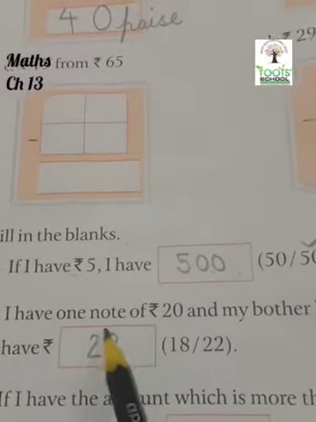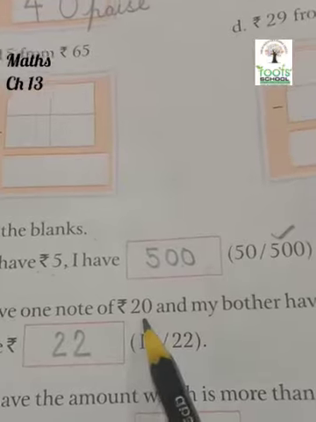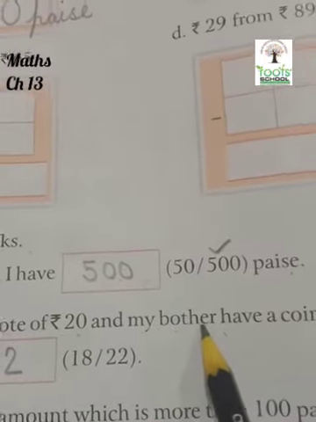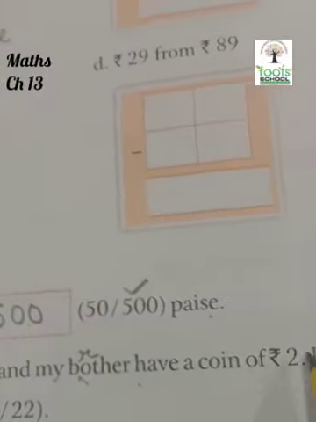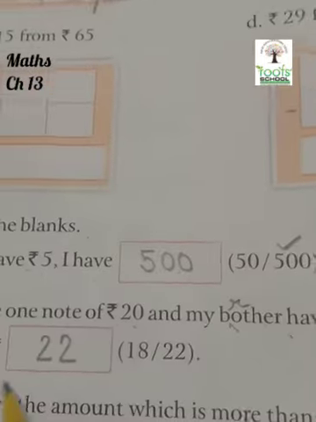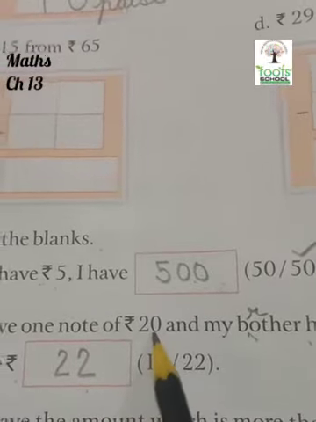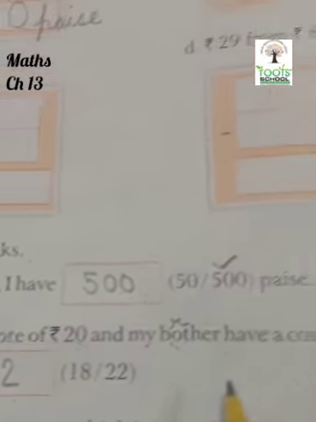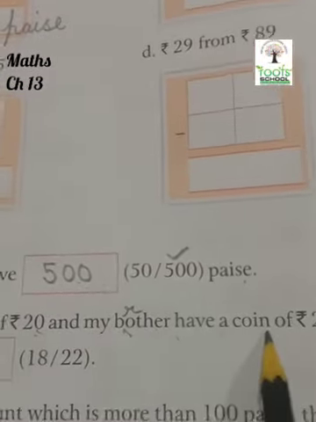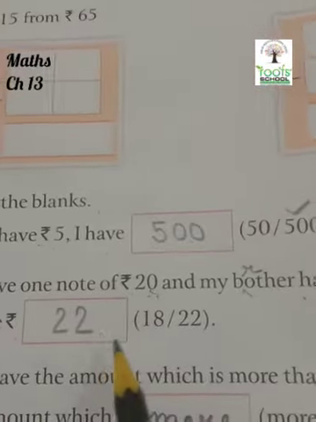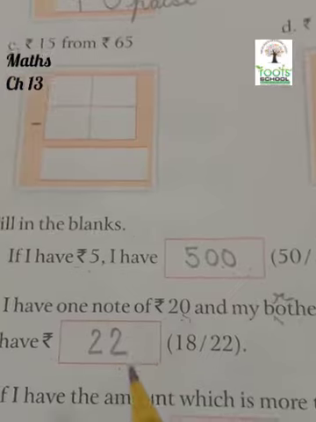I have one note of rupee 20 and my brother have a coin of rupee 2. In total we have rupee dash. Okay, you have a 20 rupee note and brother has a 2 rupee coin. So you have to add 20 and 2. So what is the answer? 22.